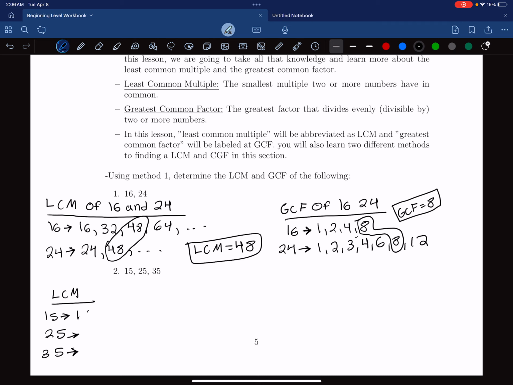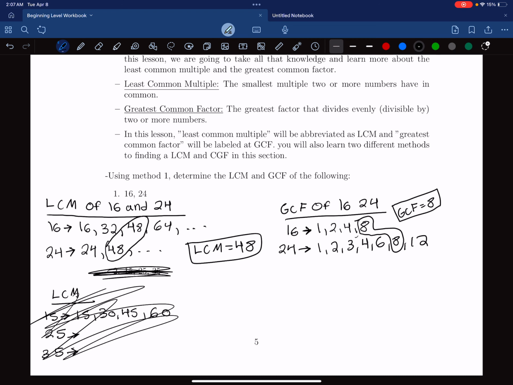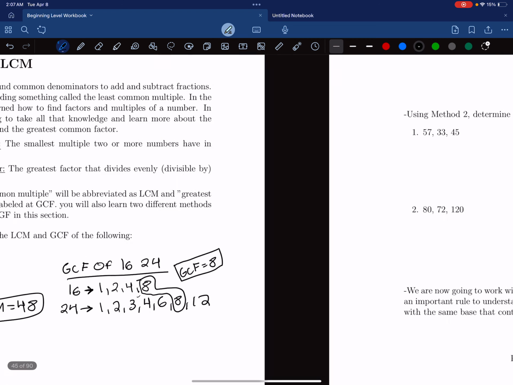So the multiples of 15 are going to be 15, 30, 45, and 60. I apologize. I was supposed to take out this example. So let's ignore this here and move on to the next example.